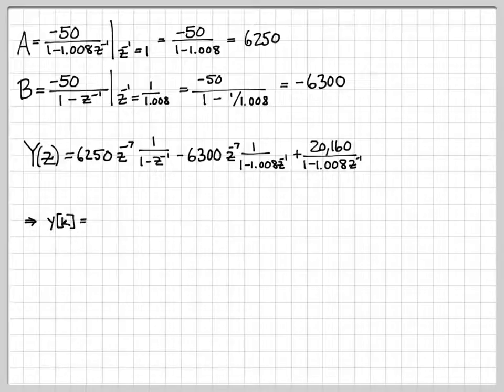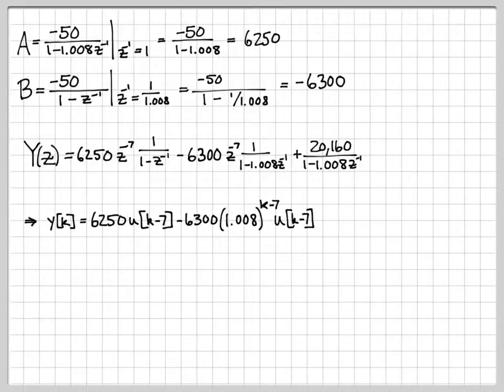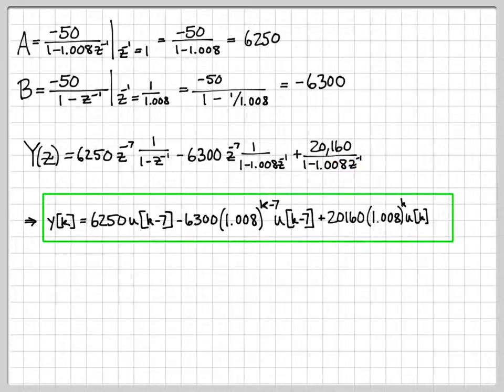So I can write y of k is equal to 6250 because the constants just come along for the ride. This is just a unit step function that has been delayed by 7 samples. So I have a unit step function that's been delayed by 7 samples. Minus 6300 times 1.008 to the k minus 7 times the unit step at k minus 7, because that's exactly what this corresponds to in the time domain, plus 20,160 times alpha to the k u of k, where alpha is 1.008. So this is the final answer.